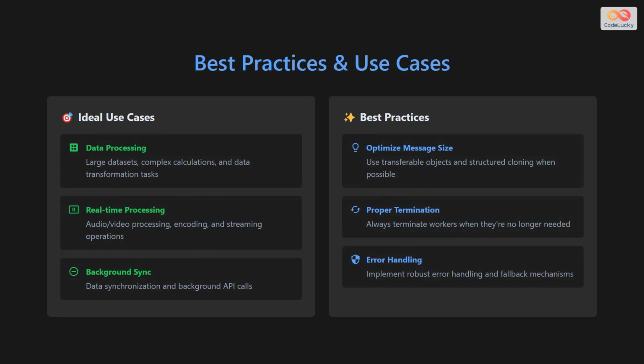Web workers are ideal for data processing tasks, including handling large datasets, performing complex calculations, and transforming data. They're also useful for real-time processing, such as audio or video tasks. Web workers can be used to perform background synchronization. When using web workers, it's important to optimize the message size by using transferable objects and structured cloning when possible. Always terminate the workers when they are no longer needed. Proper error handling should also be implemented with a fallback mechanism.